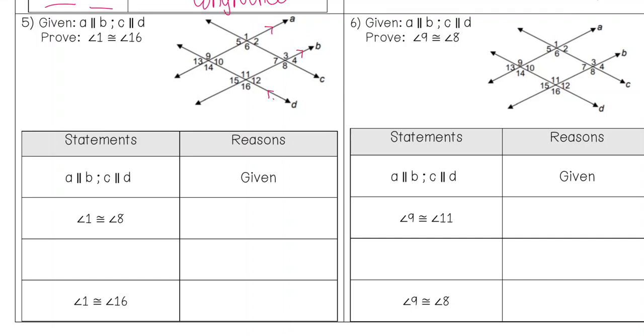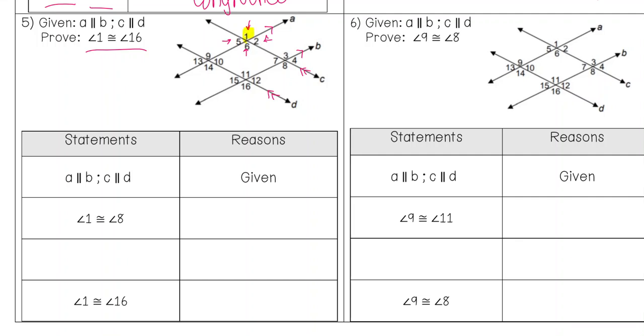This is a huge amount of information to help us make these statements. So I want to mark that they're parallel. Notice we've got all these angles that are marked with numbers to identify them easily in the proof. So it doesn't mean that this measures 1 degree, it's just naming that angle as angle 1, angle 2, angle 6, angle 5, etc. So the first thing that we see is that we have angle 1 and angle 8 listed in the proof, and ultimately we're trying to prove that 1 and 16 are congruent.